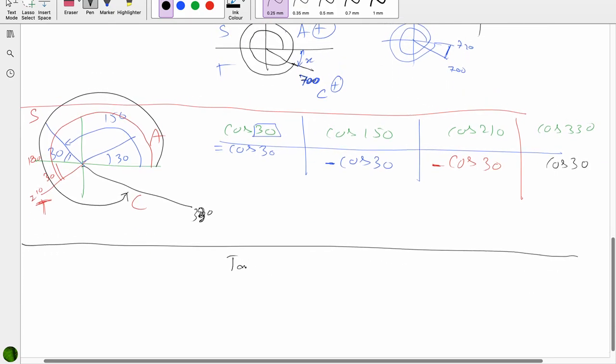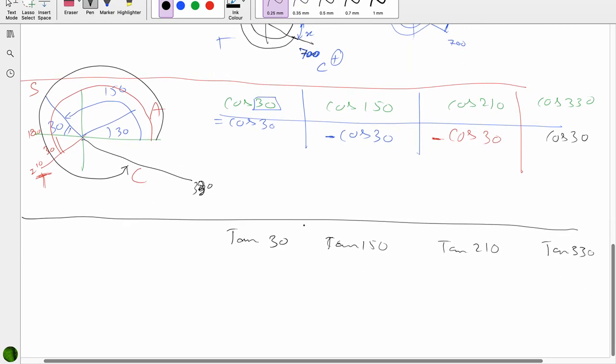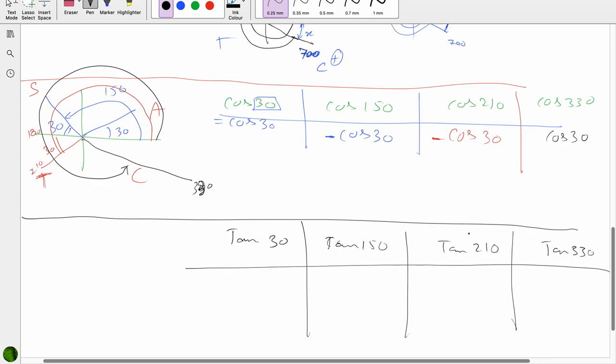Let's try tan. Let's say we have tan of 30, tan of 150, tan of 210 and tan of 330. Before we solve, we'll just put a positive or negative sign. So just tell me, is tan of 30 positive or negative?